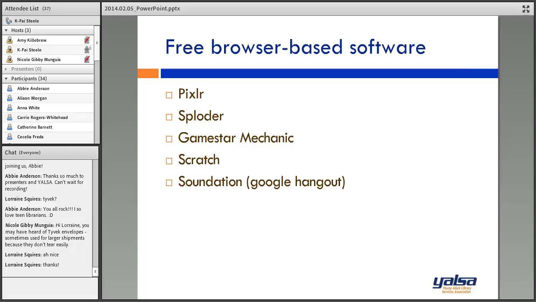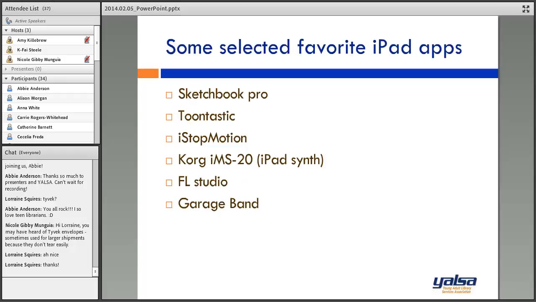That came out of MIT. It's also very fantastic. And we use that to make video games, and then the kids use the Makey Makey to create their controllers. I think I'm going to wrap this up soon because I want to give a little bit more time for questions. Soundation, beat making. I also wanted to point out some of our favorite iPad apps to use in teen programming.